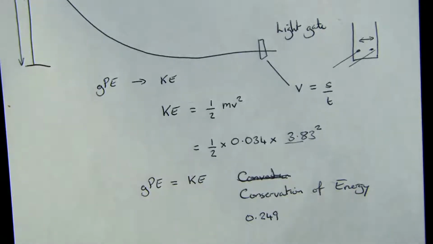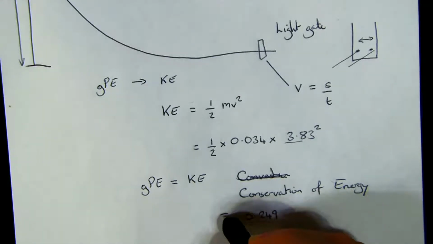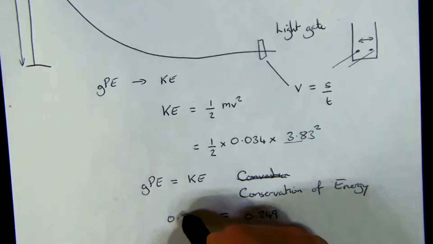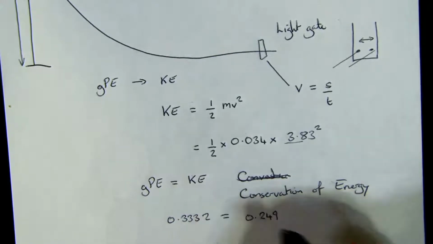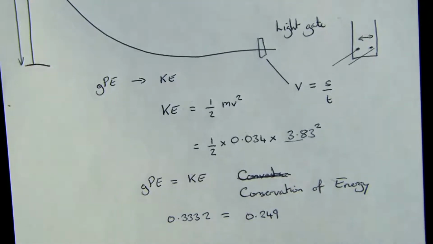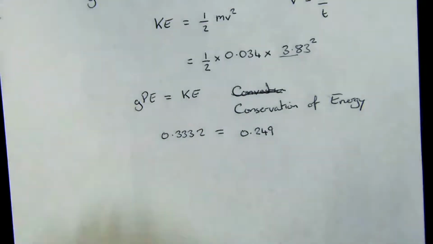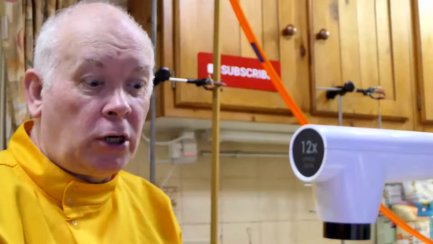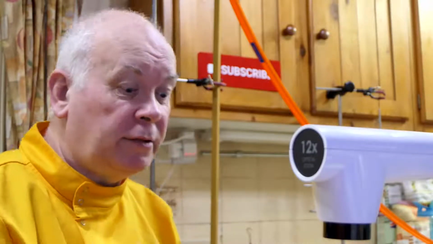So let's see what we have. We have gravitational potential energy, which is 0.3332, and that equals 0.249. Well, that's not too bad, really, within the realms of experimental accuracy that we've got, except something obviously is happening. Now, what's going wrong? These numbers should be exactly the same, and they're not. Let's give you a clue. We'll do the experiment one more time, and listen carefully.